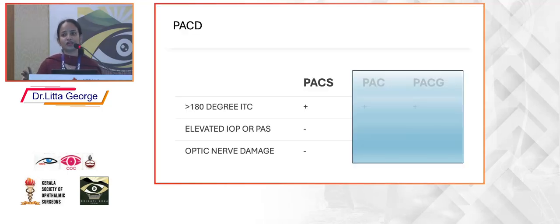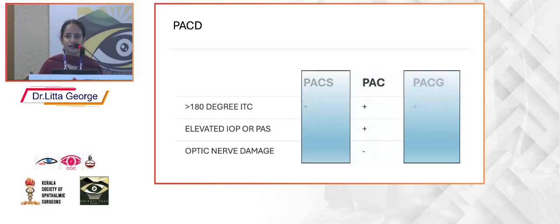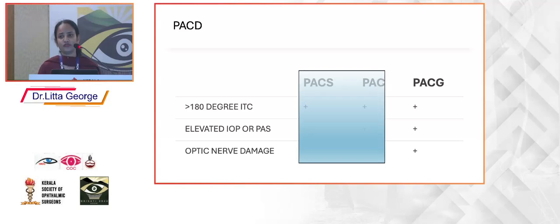So primary angle closure disease is a spectrum which consists of primary angle closure suspect, where you have more than 180 degrees of iridotrabecular contact, but the intraocular pressure is normal, there is no peripheral anterior synechiae, and the optic nerve head is also normal. When it comes to primary angle closure, along with the iridotrabecular contact, you get elevated intraocular pressure or peripheral anterior synechiae or both, but the optic nerve head is normal. When the optic nerve head is also affected, it becomes primary angle closure glaucoma.